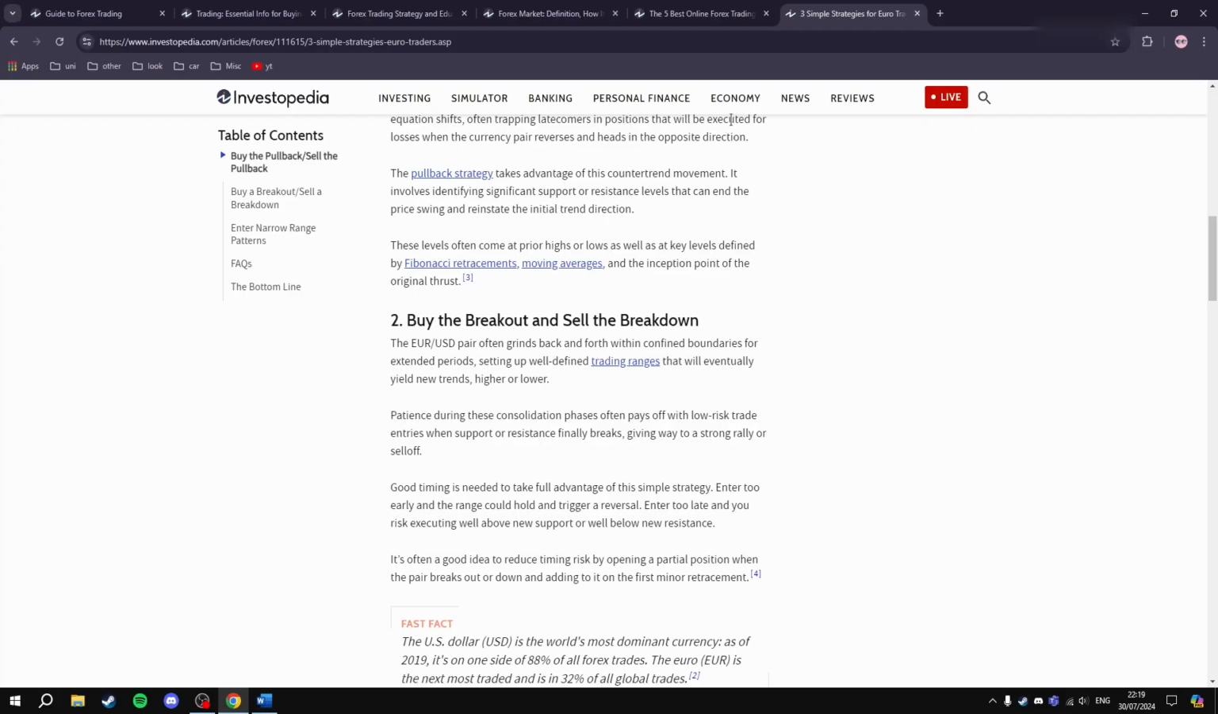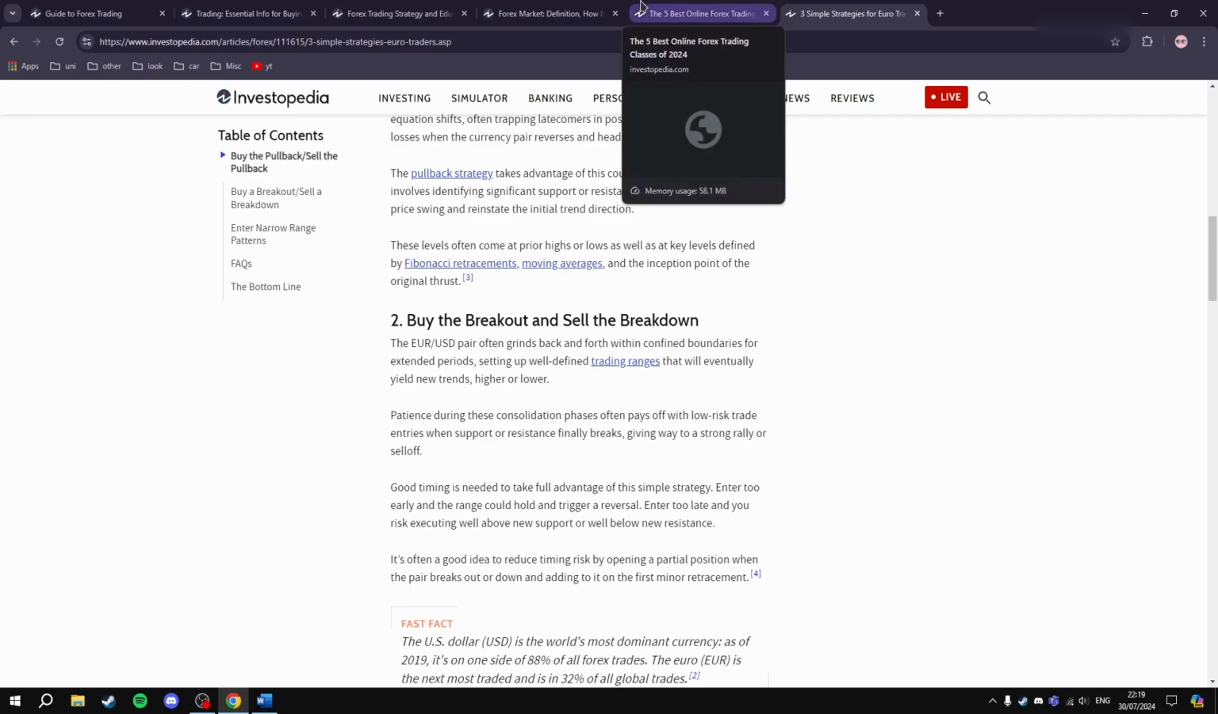These levels often come at prior highs or lows, as well as key levels defined by Fibonacci retracements, moving averages, and the inception points of the original thrust.